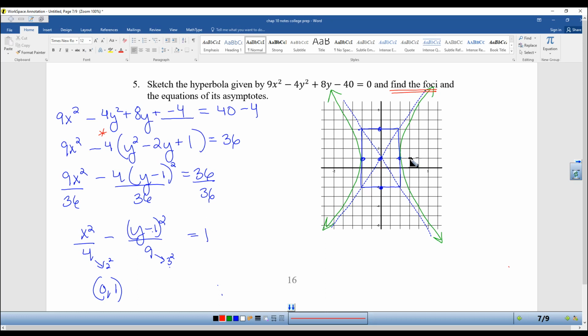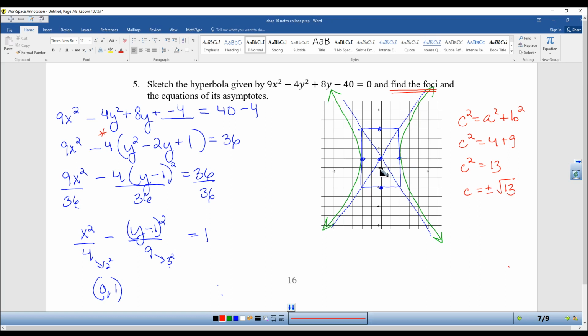So I know that they're going to be somewhere out here. So I use c squared is equal to a squared plus b squared. C squared is equal to 4 plus 9, which is 13. So c is equal to plus or minus the square root of 13. Now, most people can get this far, but you've still got to get what that point is.